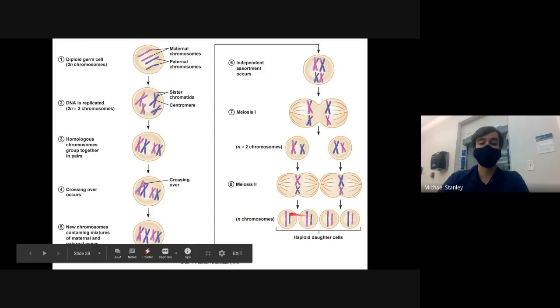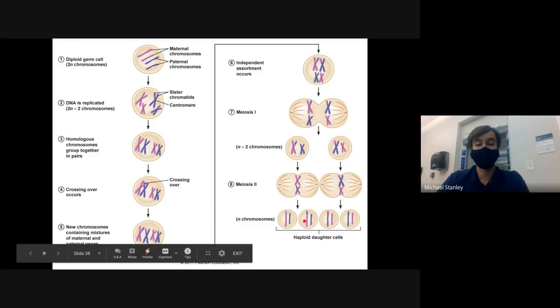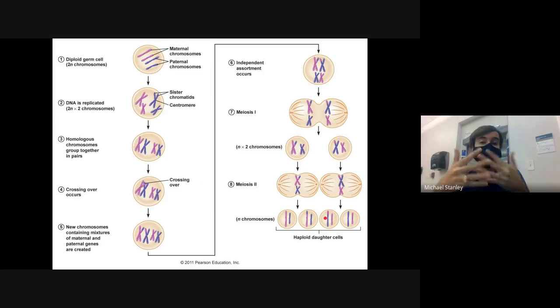And thanks to that crossing over that happened, now we don't just have pink and blue chromosomes like we did at the start. Now some of our chromosomes are pink with a little bit of blue on it, or blue with a little bit of pink on it. So we switched up the DNA and the genes a little bit thanks to that crossing over that's going on.